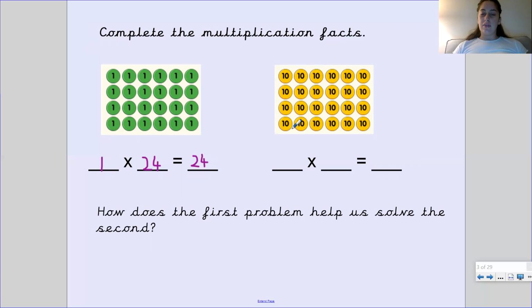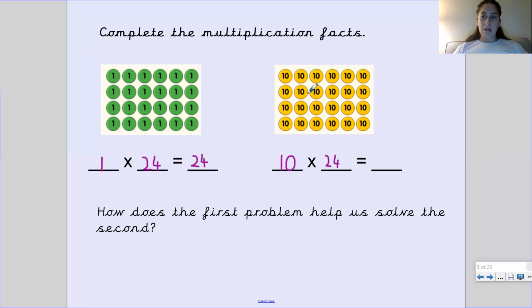Okay, here, what's the value of each counter? 10. And how many counters do we have? 2, 4, 6, 8, 10, 12, 14, 16, 18, 20, 22, 24. We also have 24 in this one.